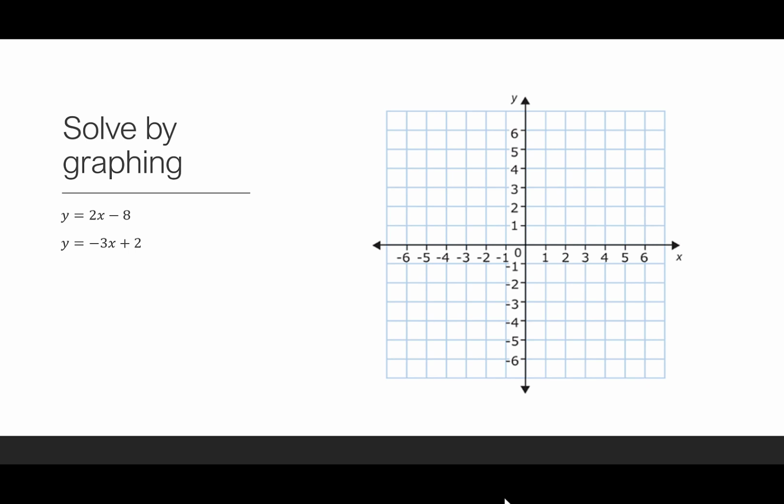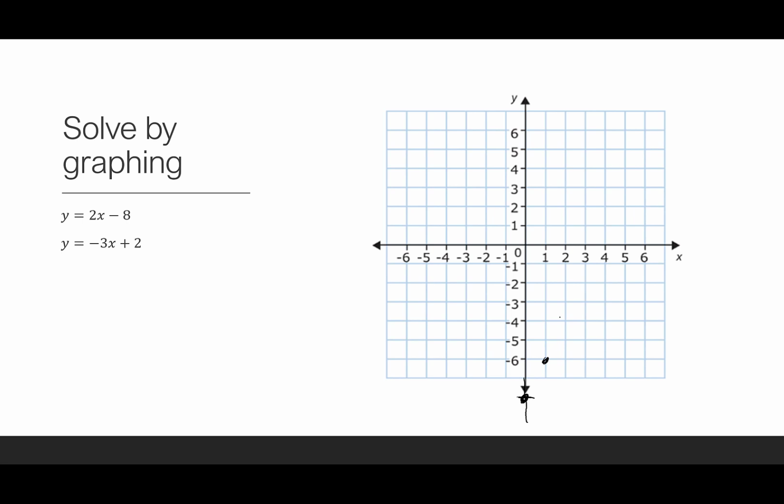So let's try this first. We're going to graph y equals 2x minus 8, and we're going to graph y is negative 3x plus 2. We'll start by extending the y-axis here because I had negative 6, negative 7. Let's go down here and say this is negative 8, my y-intercept. I'm going to go up 1, 2, and over 1 using that positive 2 slope.